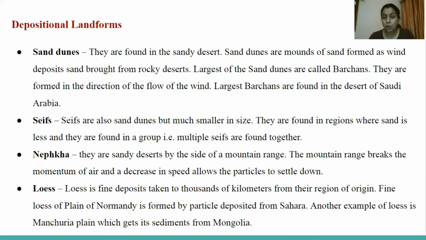And the last one is loess. Loess is fine deposits taken to thousands of kilometers from their region of origin. Fine loess of plain of Normandy is formed by the particle deposited from Sahara. So इसका example क्या है? Manchuria plain, which gets its sediments from Mongolia.